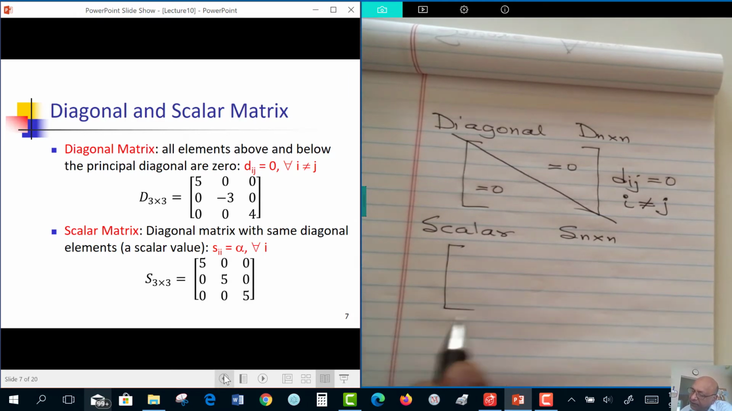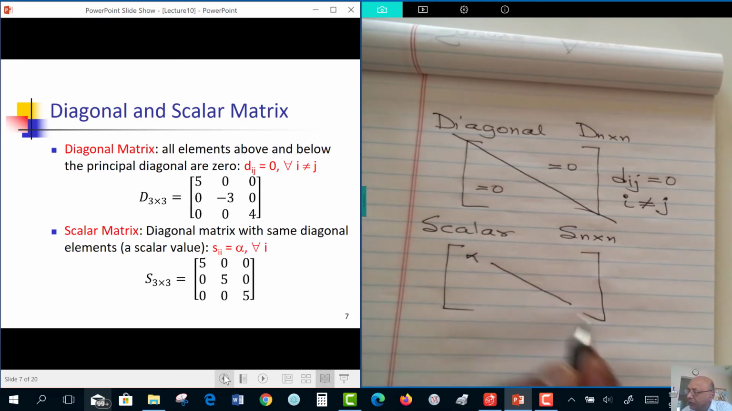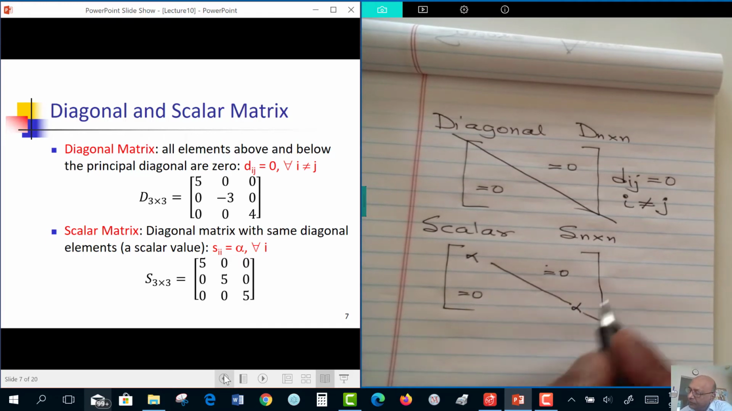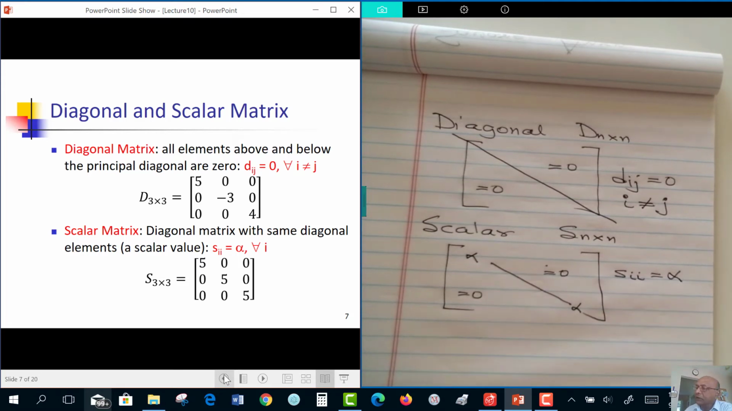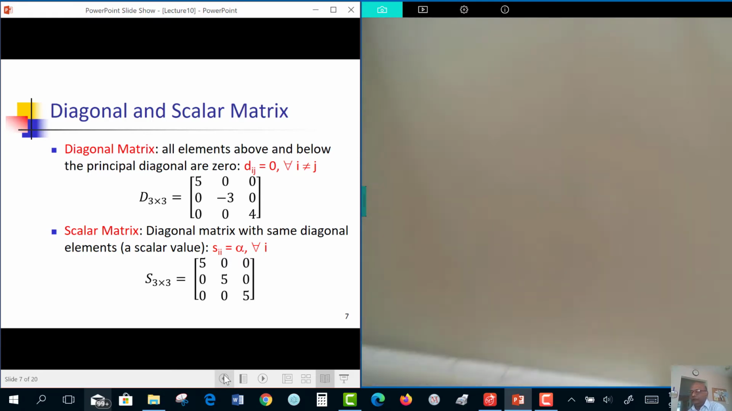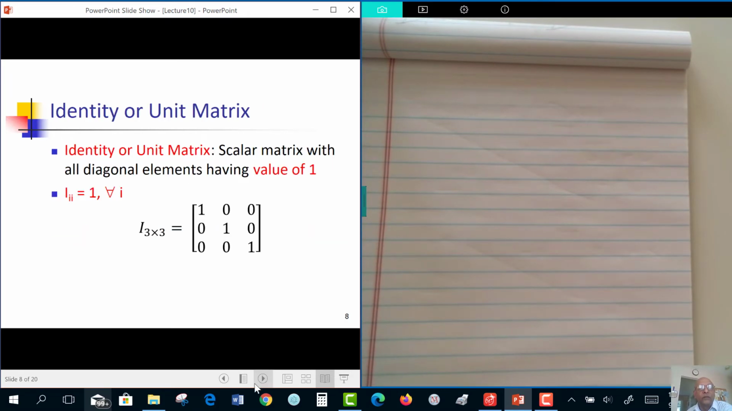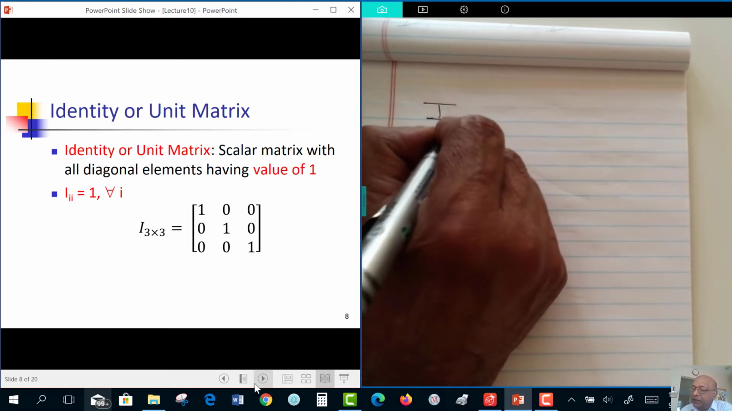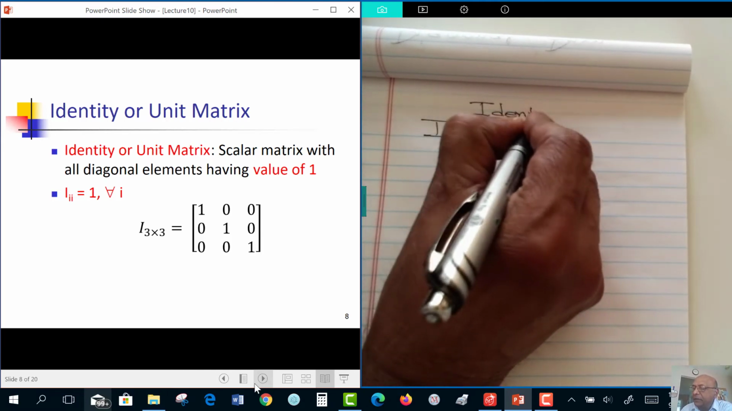Then a special case of a diagonal matrix is a scalar matrix. In a scalar matrix, not only are all the off-diagonal elements 0, but the diagonal elements are all alpha. So we say S_ii is equal to alpha. Alpha can be any value. And a special case of a scalar matrix is the identity or unit matrix.